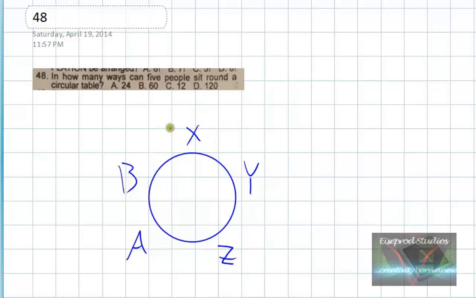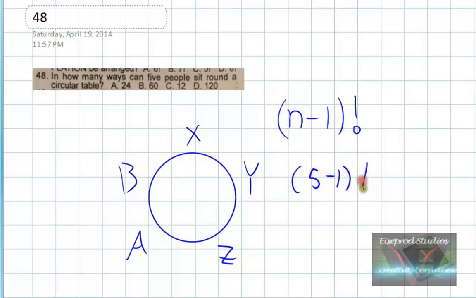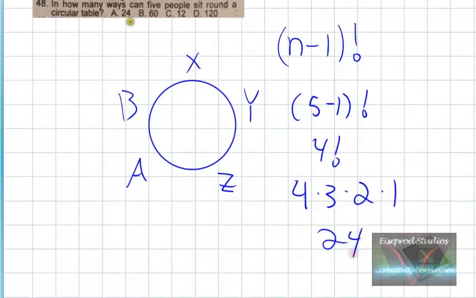And so, in fact, now B can be in 4 places, and X can be, after that, in 3 places. In terms of around rings, around circular objects, what ends up happening is that you're going to have n minus 1 factorial. So n is the number of people that you start with, or objects, and so we started with 5. So we're going to have 5 minus 1 factorial, so that's 4 factorial. So 4 times 3 times 2 times 1, which is going to be 24. And that's your answer.